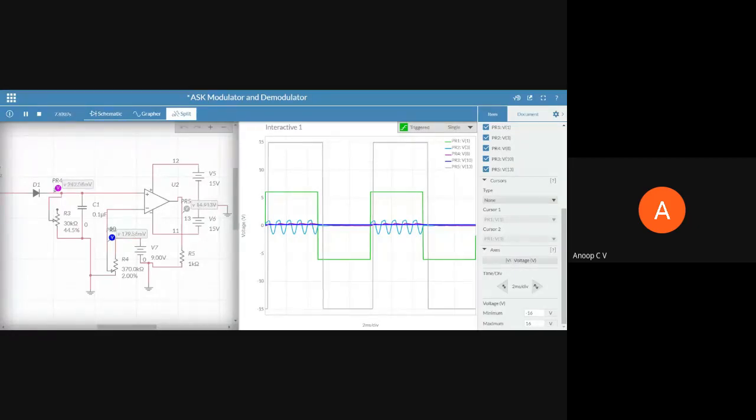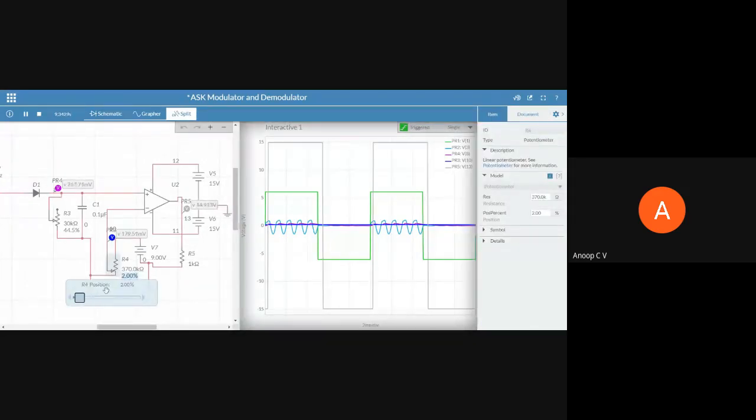Okay, fine. So now what we'll do is we'll just change this reference level and see what happens. And after that, we'll change this RC value. Now we have observed the output, right? Now I'll disturb this reference level. You can see this reference is almost 179 millivolt. If I'm increasing it, now it is almost 1.02 volt. I'll just stop and run the simulation again.